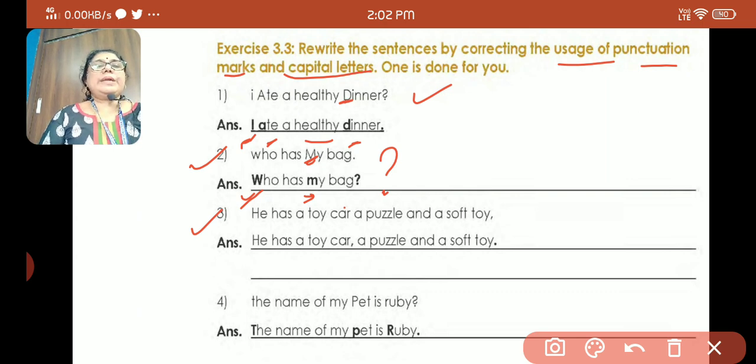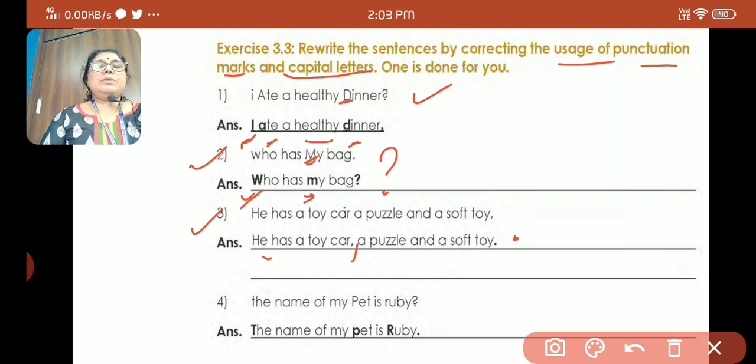He has a toy car, a puzzle and a soft toy. Now this is a list of things. Understood? So how do we list it? He has a toy car, comma, a puzzle and a soft toy, and then we put a full stop. So only a comma has to be added in the sentence, that is, he has a toy car, a puzzle and a soft toy. Got it, children?